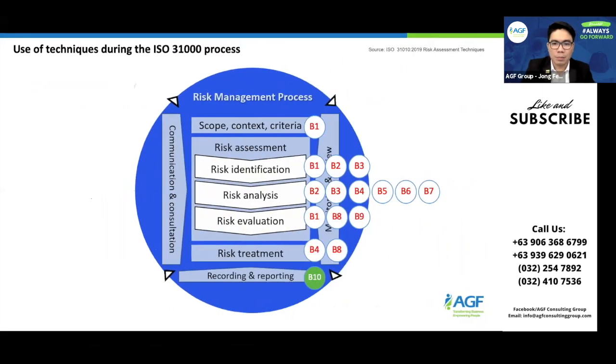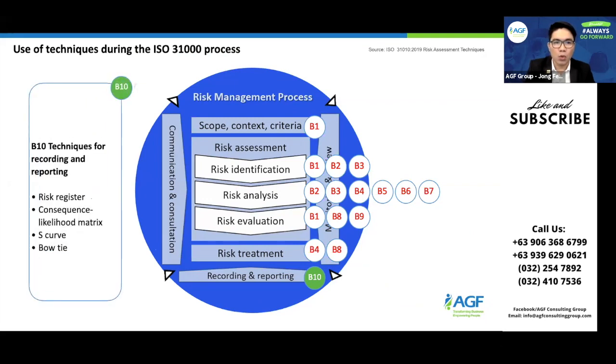And lastly, here we have recording and reporting. For recording and reporting, you can use the risk register. Of course you migrate all the identified risks into the risk register, your consequence likelihood matrix, or maybe your S-curve, or your bow tie. That's why when we audit the risk management, what do you present? You present the risk register. That's the reason, because it's used for recording and reporting.